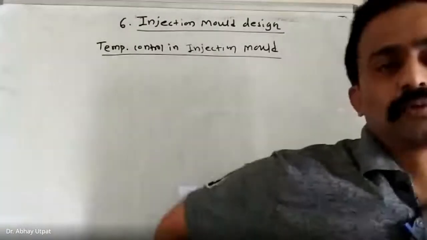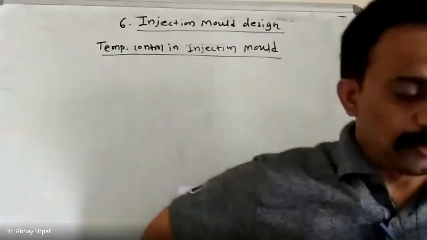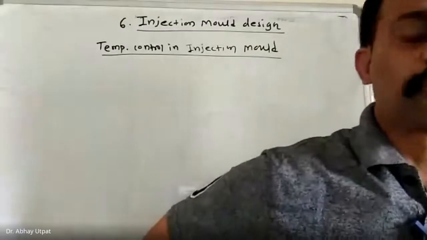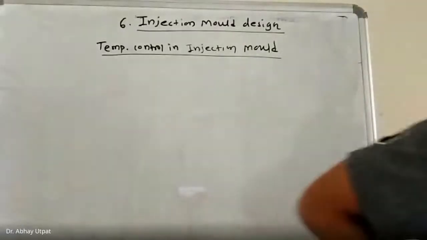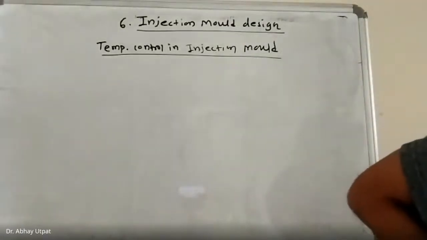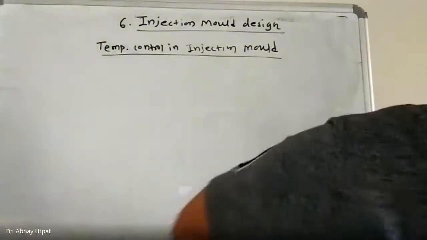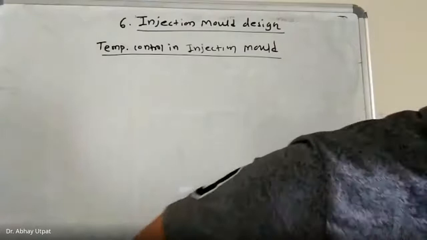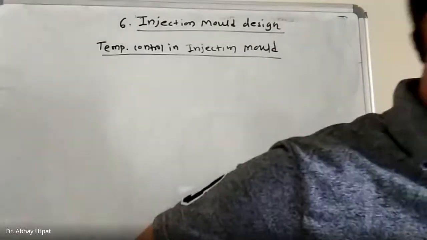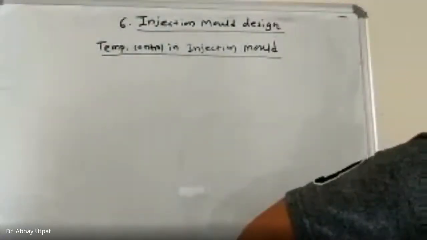Next line: about 70 to 80% of cycle time will be required for cooling. Full stop. Uniform cooling improves part quality.